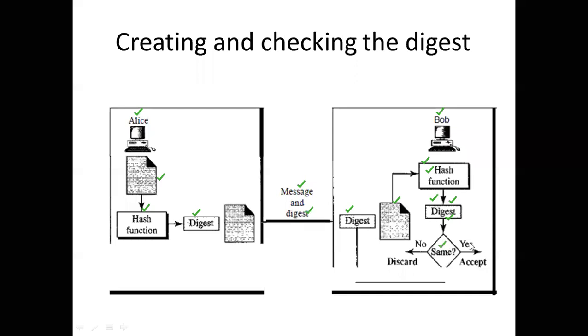If both are same, then he will accept, assuming that no changes were made and integrity of the data was maintained. Otherwise, if the digest that is generated and the digest that sender has sent is different, then they are going to discard that message. Okay, I hope I'm clear with the process. I will explain once again.